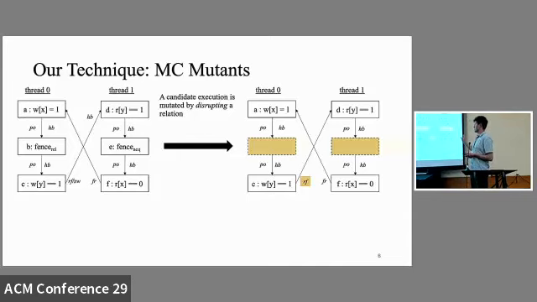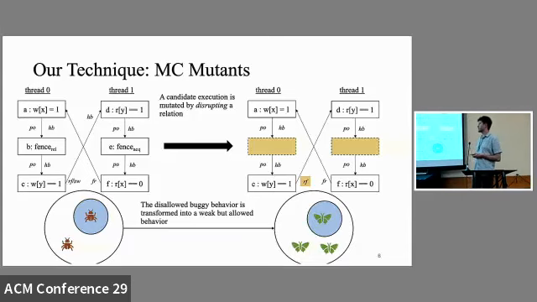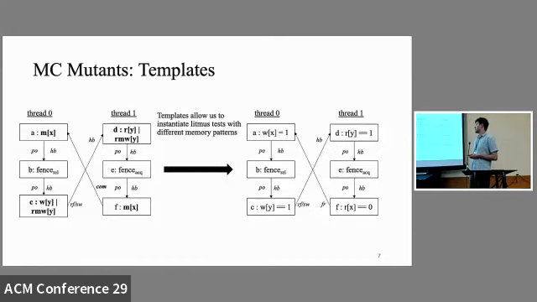Now, on this execution on the right, the behavior where F reads 0 is allowed. It's a weak behavior in the MCS. So this is how we transform disallowed buggy behaviors in conformance tests into weak but allowed behaviors in our associated mutants. We don't just do this for one test, we do it for a bunch of tests, and in the paper we describe a variety of different templates.